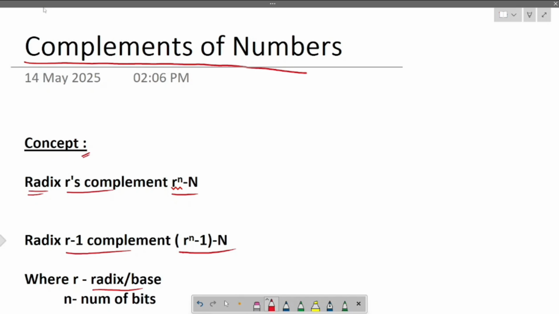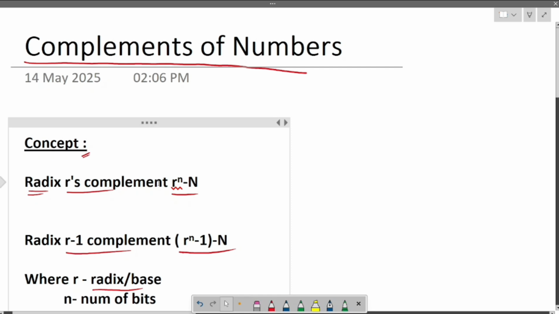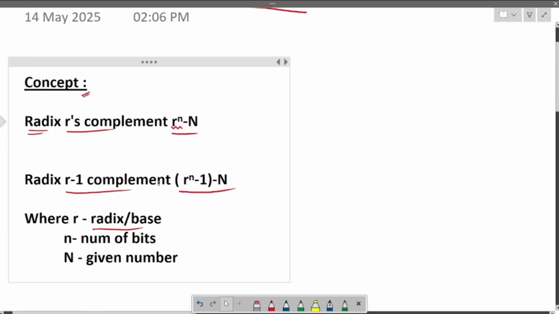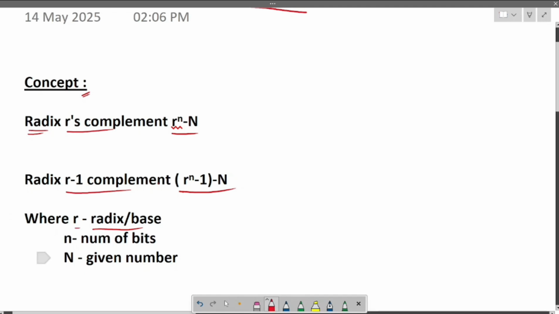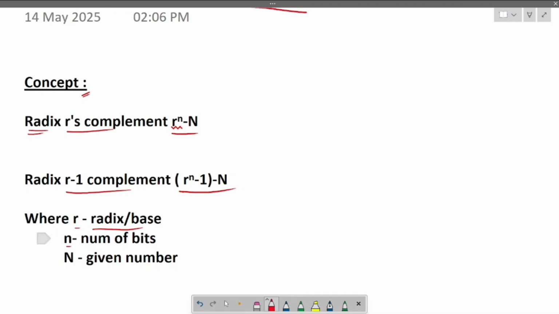Don't worry about the formulas; without formulas also we will get the answers. I will show it in the problem. But now let us see what r is, what small n is, and what capital N is. Small r is the radix or base, and small n is the number of bits.